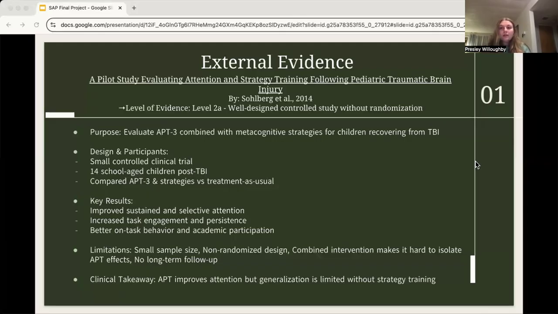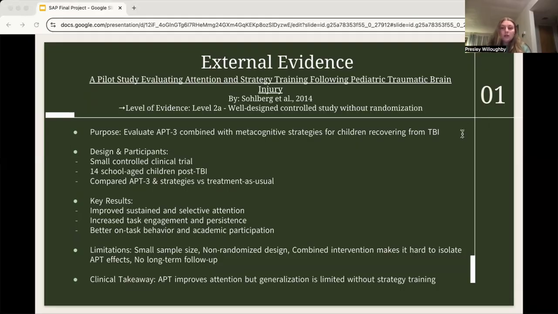So starting to look at the external evidence, in the first study I reviewed by Solberg et al. in 2014, the researchers evaluated APT3 in combination with metacognitive strategies and classroom generalization tasks. This level 2A controlled clinical trial included 14 school-aged children with TBI. The intervention combined repetitive attention training with strategy instruction and school-based carryover activities.